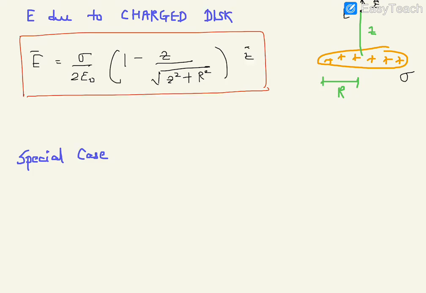Alright, now the special case in the charged disk is when my R tends to infinity. So let's imagine this as my circular disk. It's expanding and it reaches infinity. My R is at infinity, the radius of that disk is infinity. So if you view it, it would look like an infinite plane.